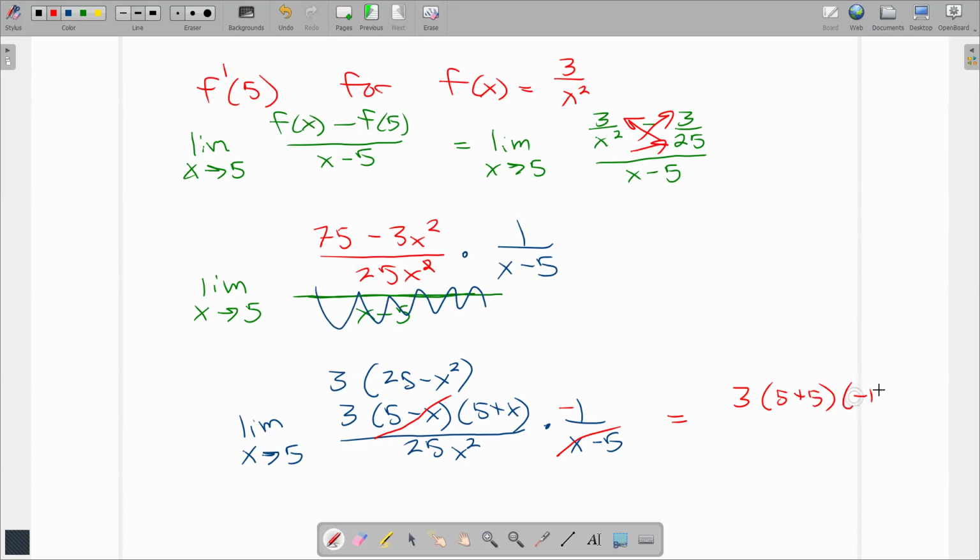I'm going to write just times -1 there, because of the way I wrote it, or you could call it a -3, over 25 times 5 squared. Let's see, 5 plus 5 is 10, times 3 is -30, over 625. Same thing we got before. I like this method better, holy crap. That was a little bit easier.